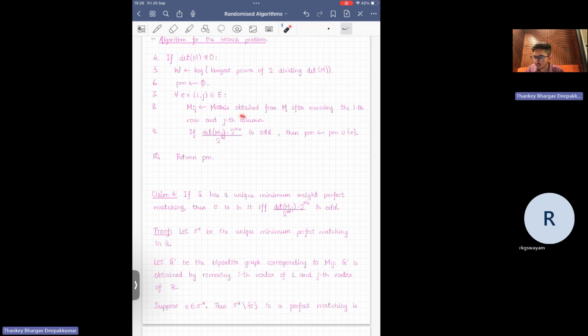What does A do? It just takes M, removes something from it, right? So you don't need to physically remove it. You can just ignore it. I don't need to remove it from memory. I don't need to zero it. I just ignore it. Don't look at it. Yes, while computing the determinant, right?